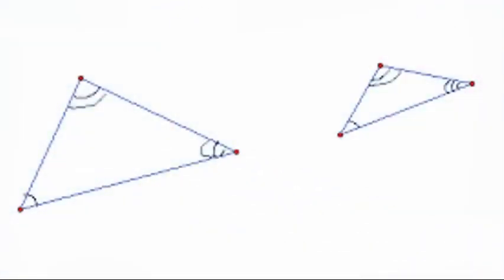They are angle, angle, angle, or AAA. This postulate does not work because you need at least one side length to make sure the triangle is congruent. In this picture, both triangles have the same angle measures but different side lengths, making them not congruent.